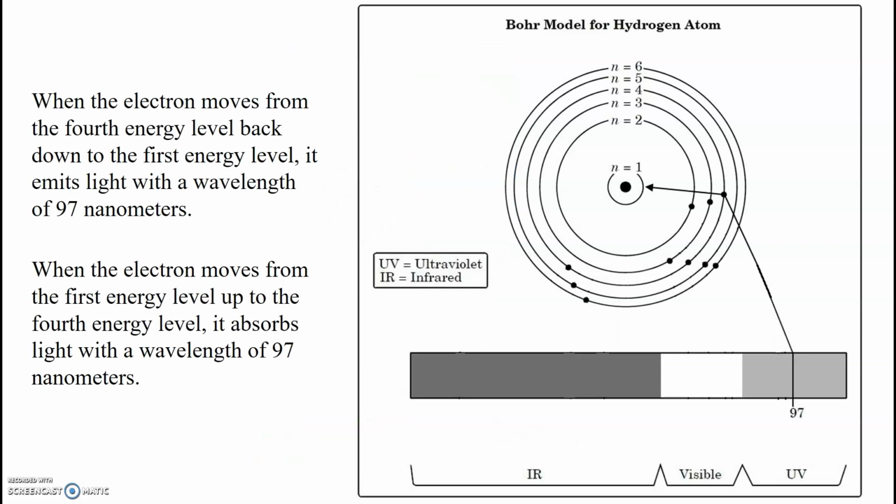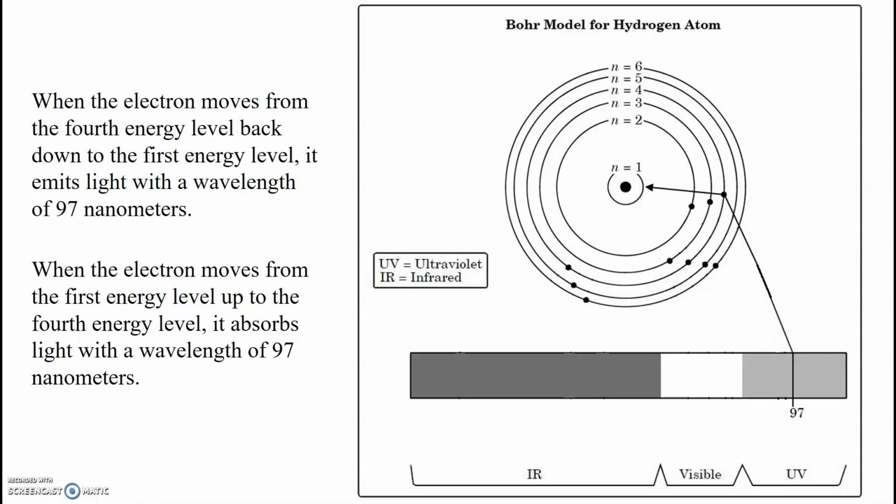So how we read the diagram, in here we've still got a slightly cleaned up version of the diagram. And so how we would read this section of the diagram is that when the electron for the hydrogen atom moves from the fourth energy level, n equals 4, back down to the first energy level, n equals 1, it emits light with a wavelength of 97 nanometers. All of the numbers on this diagram are being measured in nanometers.